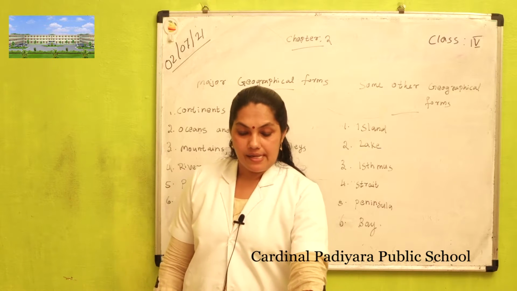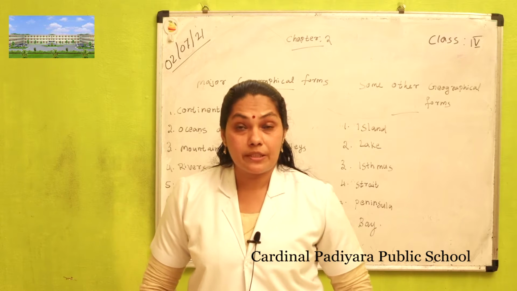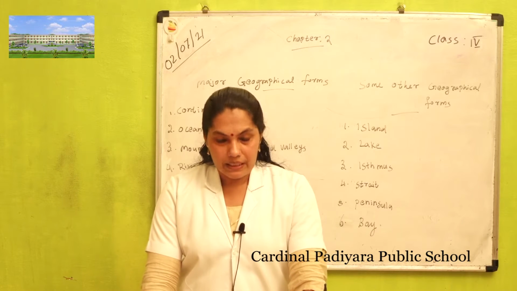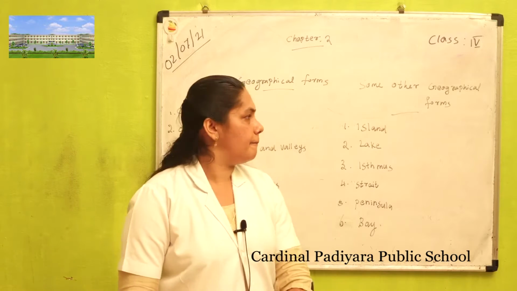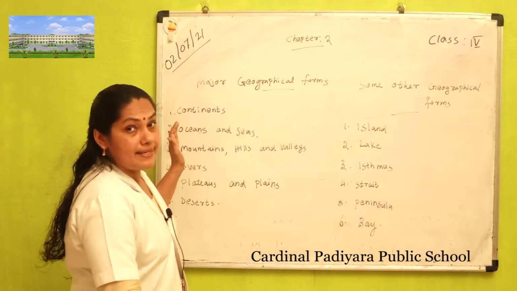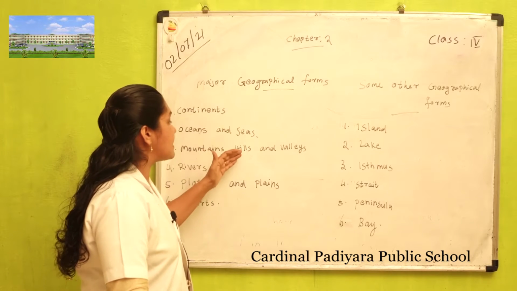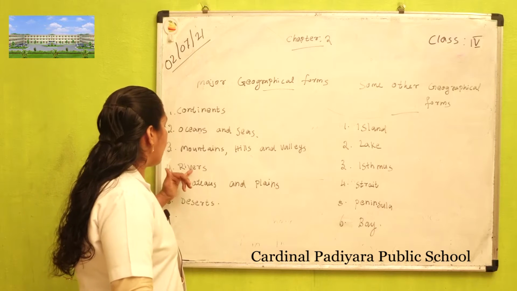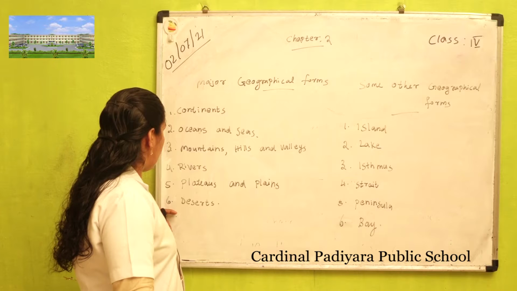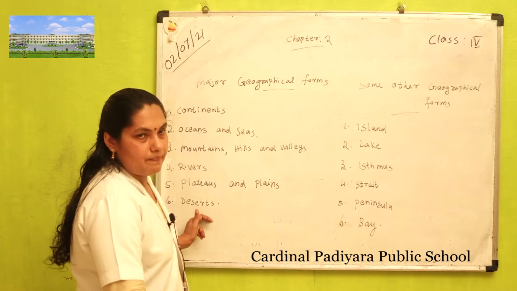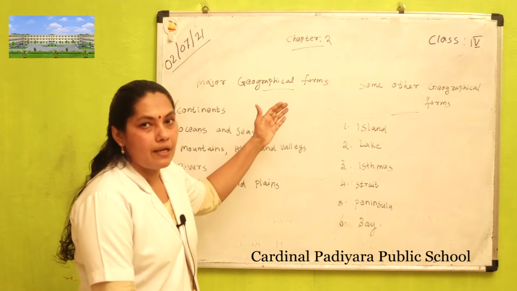Morning students. In the last class we studied some major geographical forms. Some important geographical forms are continents, oceans and seas, mountains, hills and valleys, rivers, plateaus and plains, deserts. These are the 6 major geographical forms.